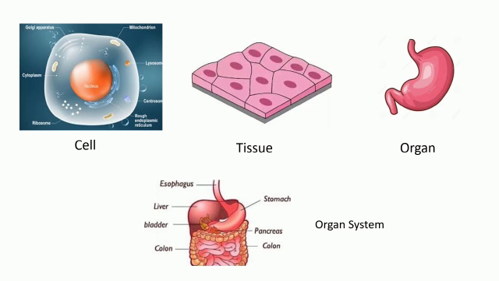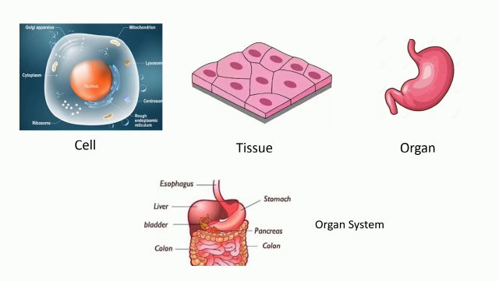Similar organizational levels are also seen in living organisms. They are cells, tissues, organs, organ systems, organism. A cell is a basic structural, functional and biological unit of all organisms. A cell is the smallest unit of life. It is often called the building blocks of life.